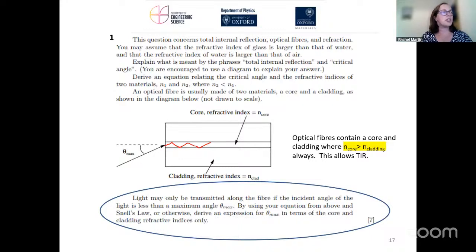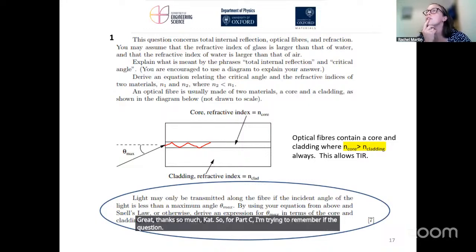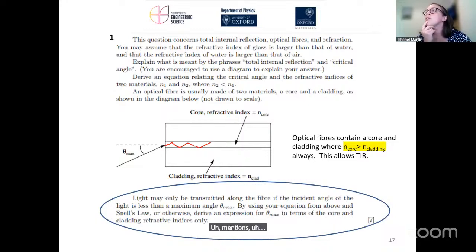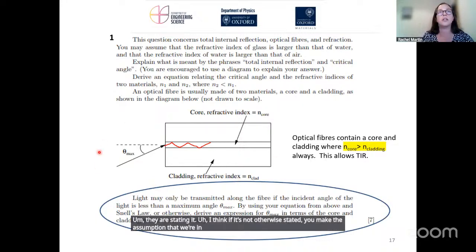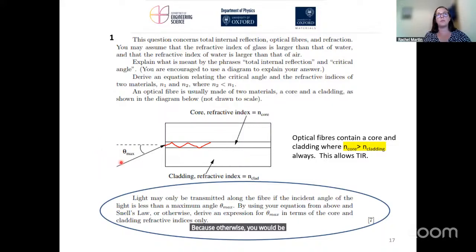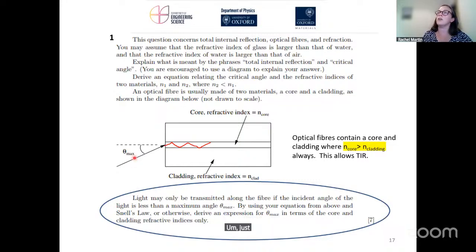Great, thanks so much, Kat. So for part C, I'm trying to remember if the question mentions air, but there's air mentioned in the question up here. They are stating air. I think if it's not otherwise stated, you make the assumption that we're in air or a vacuum, because otherwise you would be directly stated where we're starting from in terms of what that material was. So that probably answered that first one.